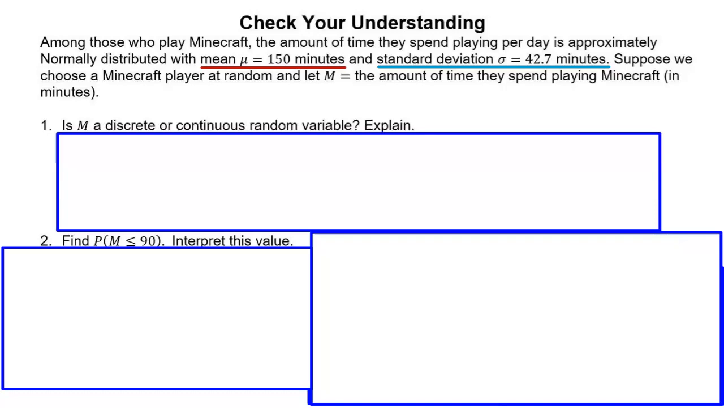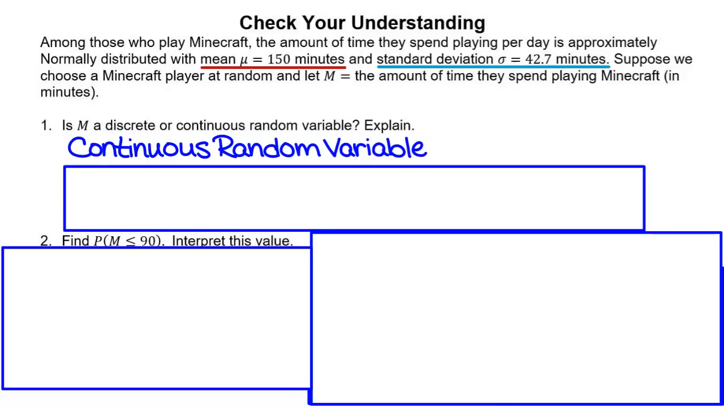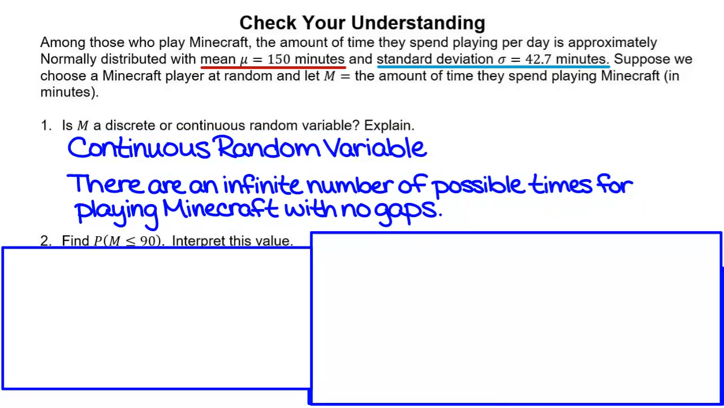Is this random variable m discrete or continuous? It is continuous. How do you know? Yes. There are an infinite number of possible times for playing Minecraft with no gaps in between. Time is almost always a continuous random variable.